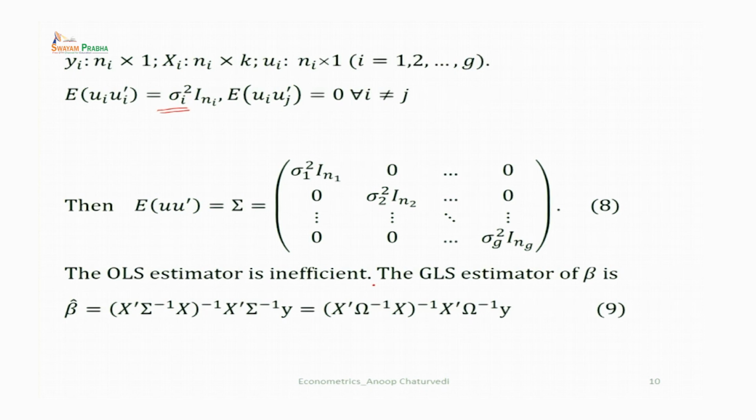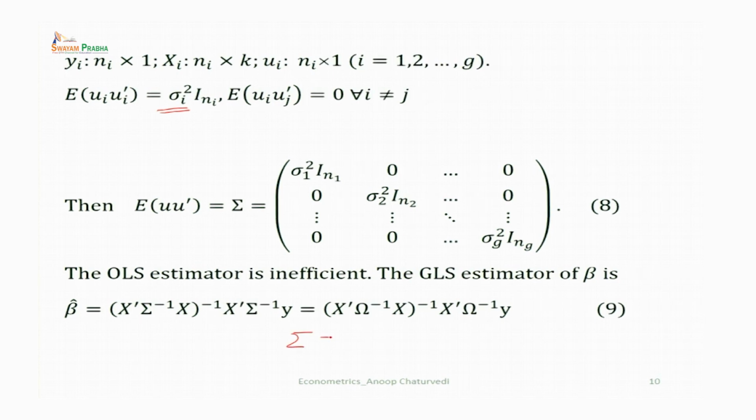Then the OLS estimator is inefficient because it does not satisfy the BLUE property. The GLS estimator of beta is beta hat equal to (X transpose Sigma inverse X) inverse X transpose Sigma inverse y, and let us write it equal to (X transpose Omega inverse X) inverse X transpose Omega inverse y.